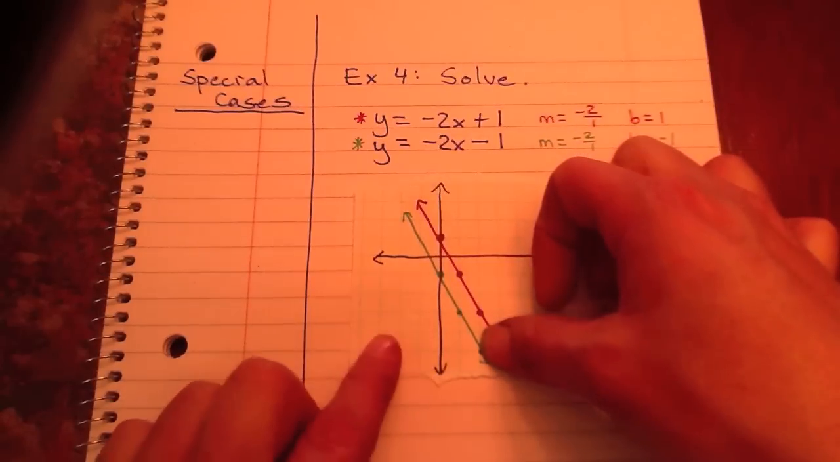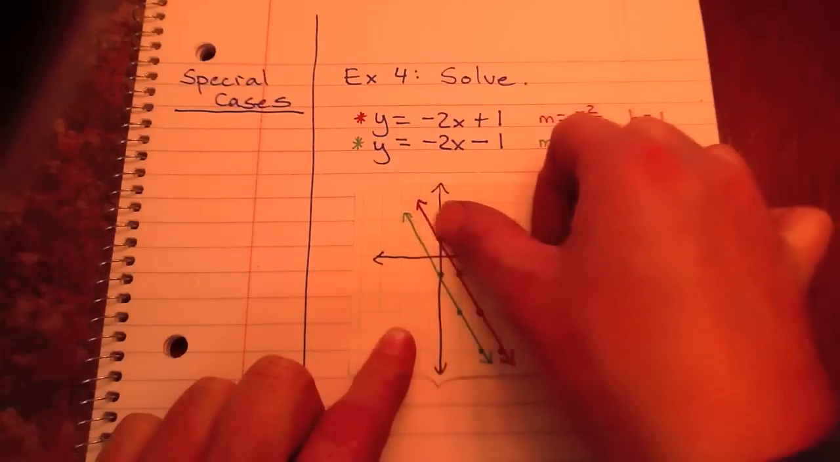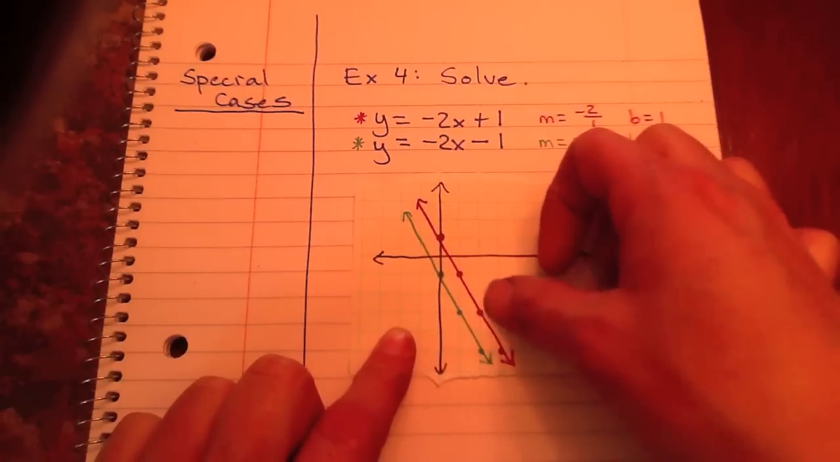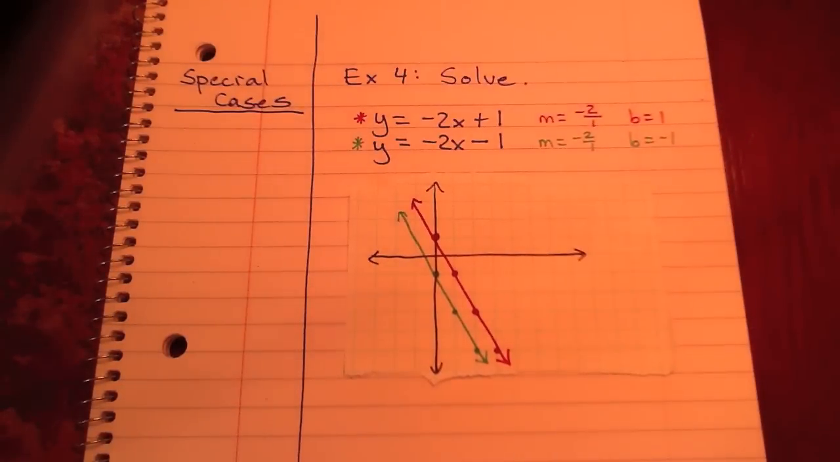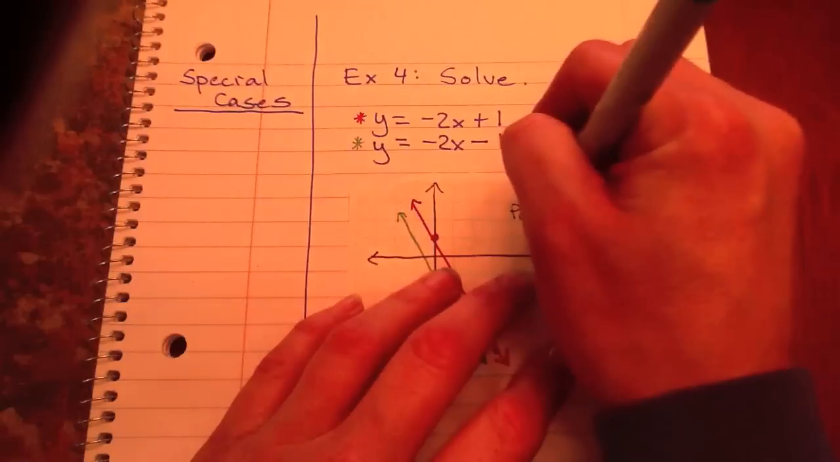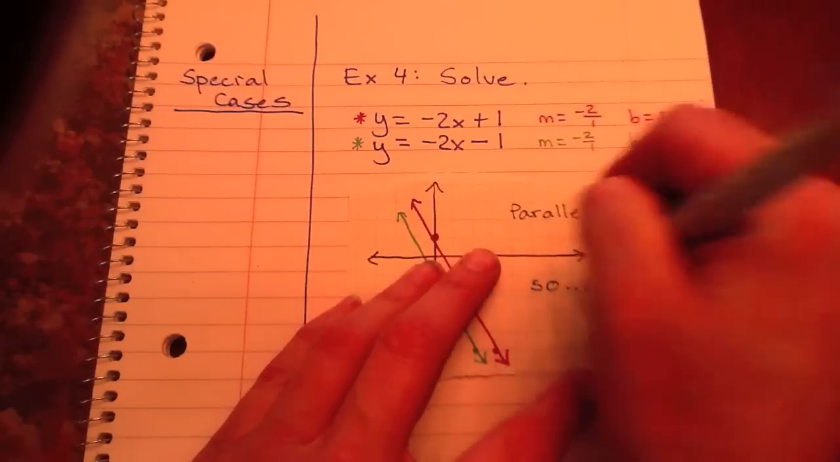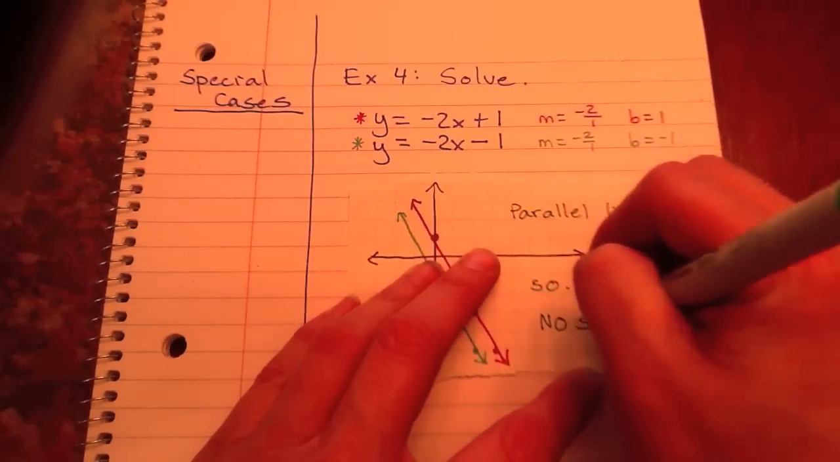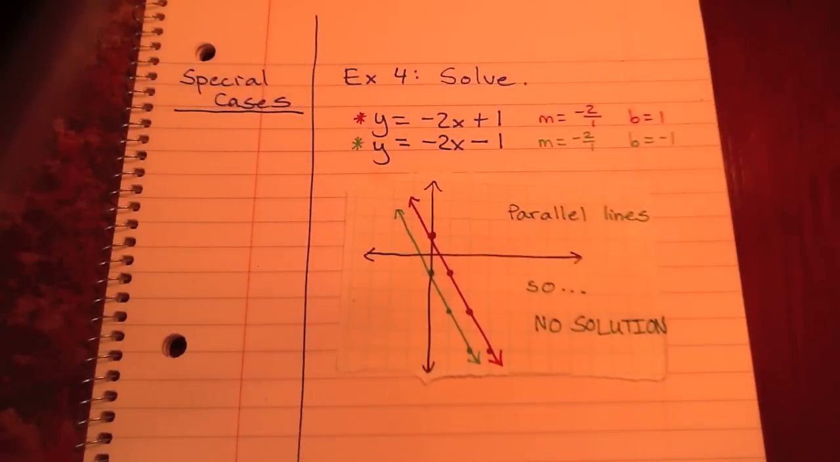The green line or blue line, depending on how it's showing up in your video, is never going to have a solution that's true for the pink line. So these are parallel lines, and every time you come across a set of parallel lines, your answer is always going to be, what do you think? Hopefully you said no solution. So parallel lines, no solution. And that's going to be true every time you come across a set of parallel lines in this whole chapter.